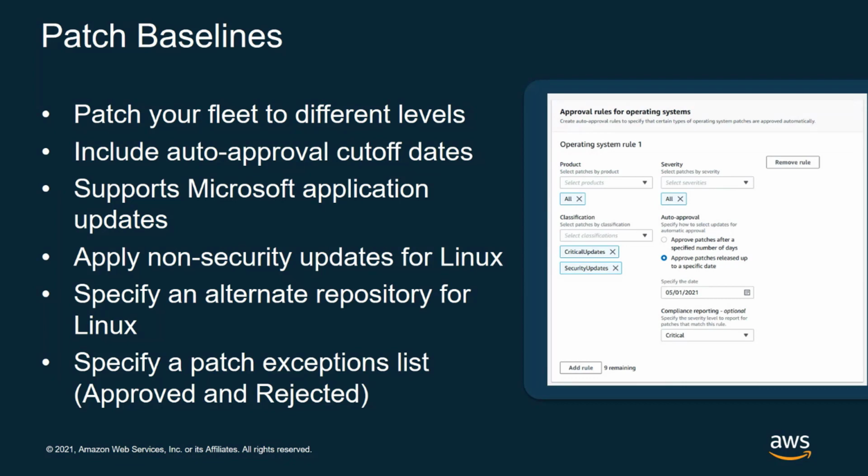For Windows workloads, patch baselines support both operating system updates and Microsoft application updates, such as Exchange Server, Microsoft Office, Silverlight, Microsoft SQL Server, and more. For Linux workloads, you can choose to install non-security updates in addition to security updates. And additionally, for Linux, you can specify an alternative repo to be used during the patching operations. The alternative repo will then override the repo configurations within the operating system.